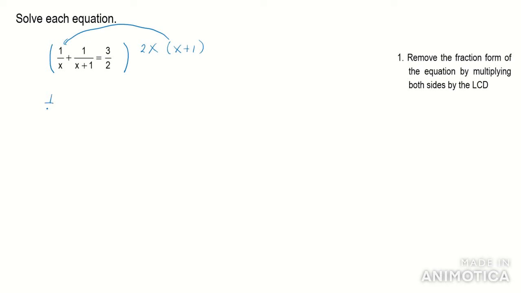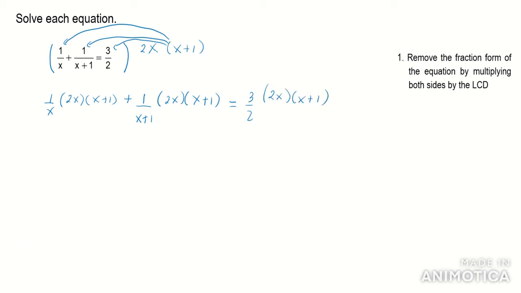So, we are going to multiply all terms to our LCD. So, we have 1 over x times 2x times x plus 1 plus 1 over x plus 1 times 2x times x plus 1 is equal to 3 halves times 2x times x plus 1. And then, kakancel natin yung pareho lang, or say, pwede na maging equal sa 1. Say itong x at saka x, 1 na yan. Ito rin, it's equivalent to 1. Then we have 2 also here. Okay, it's equivalent to 1.